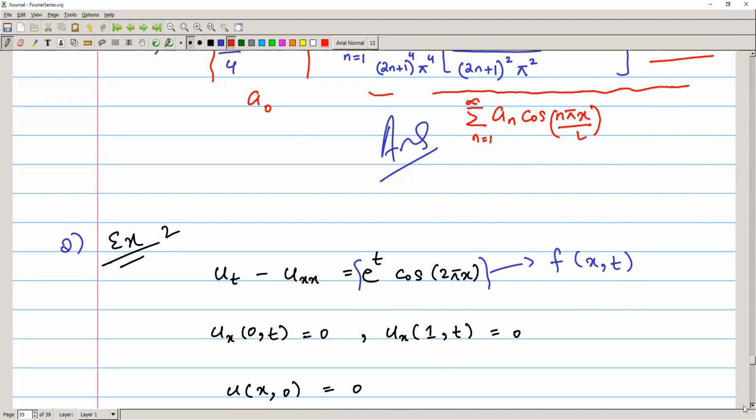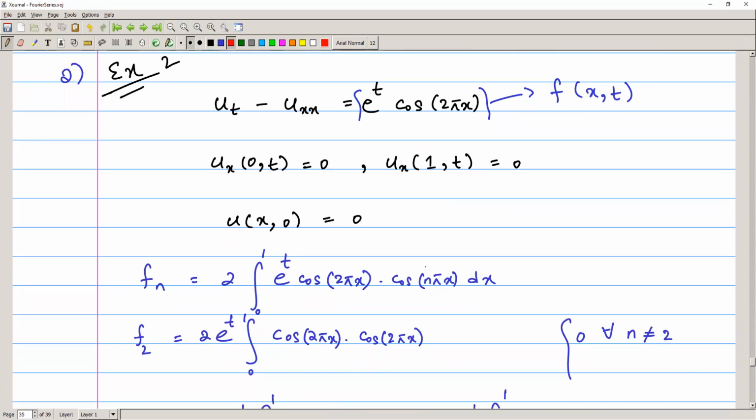So now we are moving to the next problem. That is example 2, and here we can see that this is the heat source e to the power t cosine 2 pi x, and these are the Neumann conditions, and the initial condition is equal to 0. So it's a simple problem. We just need to find Fn. For Fn, we know that we have to find Fn and F naught, right? Because this is a cosine expansion for the Neumann boundary conditions.